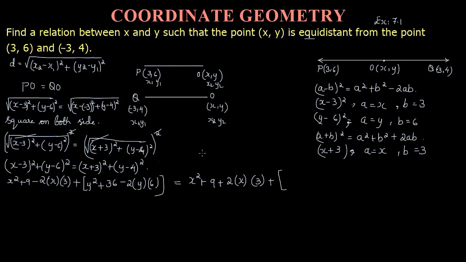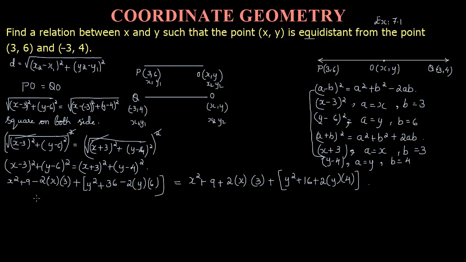Now y minus 4. Again you have to come back to the (a - b) formula. So here you have y minus 4. What is the expansion you have? A square plus b square minus 2ab. So a is equal to y here, b is equal to 4. Y square plus 4 square. 4 square is what? 16, plus 2y, b is what? 4.